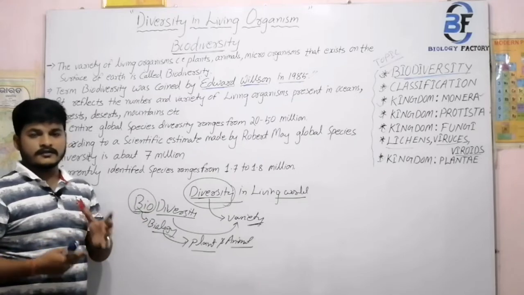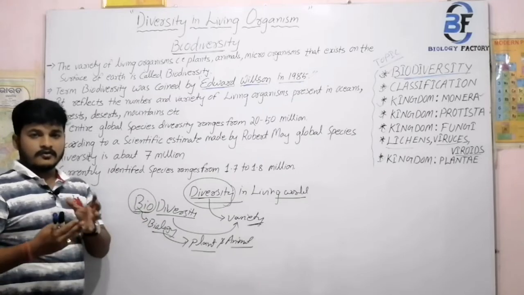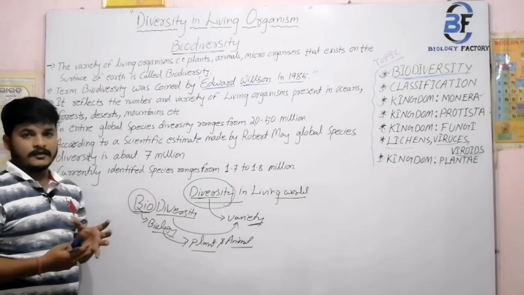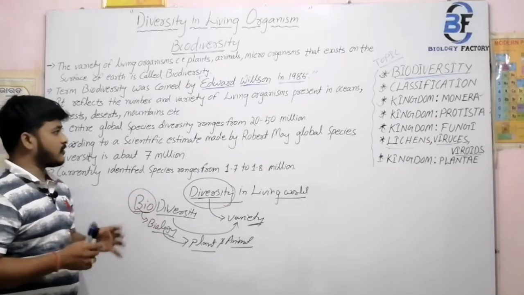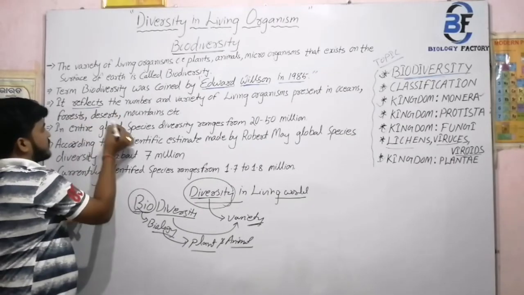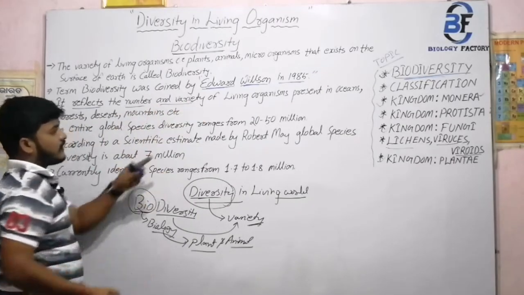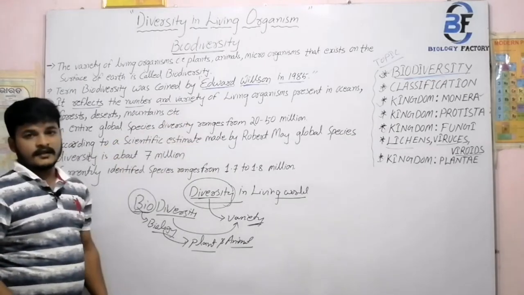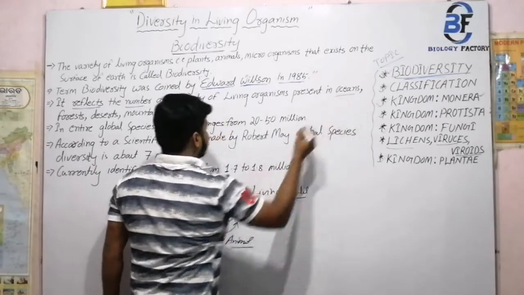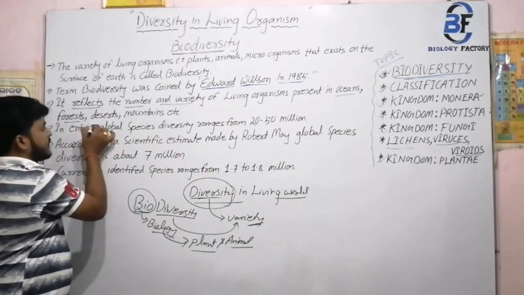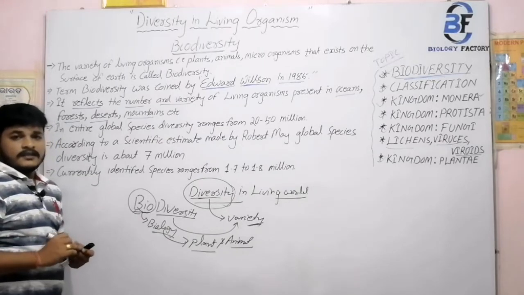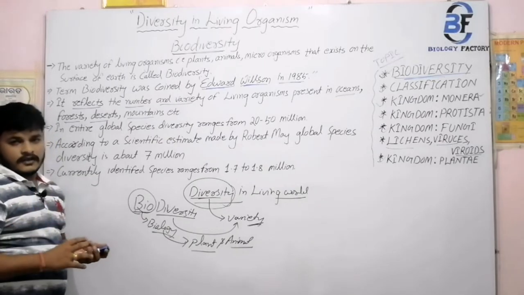A couple of stages later, I just told you what your habitat is and how these things are happening in habitat. Habitat means the surroundings. It reflects the number and variety of living organisms present in it. That means all the living organisms which are present in oceans, forests, deserts, mountains.